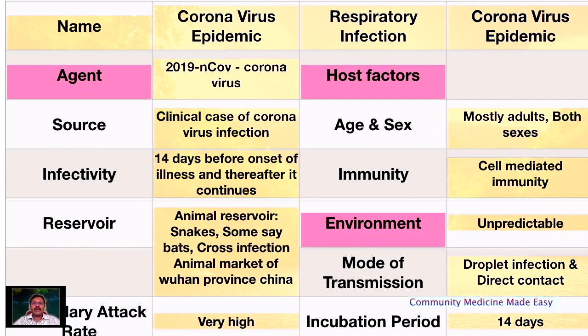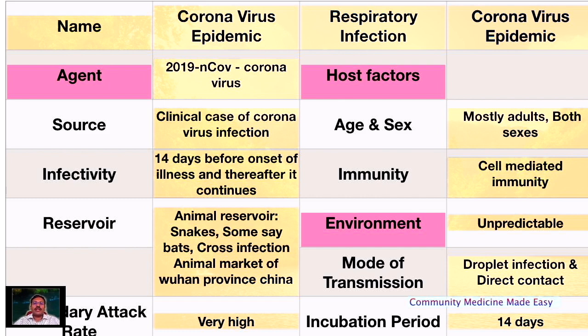What are the host factors? If you see the age and sex, it is mostly adults, and both sexes are usually affected. And coming to the immunity, it is cell-mediated immunity. Persons who have good cell-mediated immunity recover from the infection, but those who have poor cell-mediated immunity, like in immunocompromised states, diabetes, the elderly, and in children, the disease is said to be fatal sometimes.